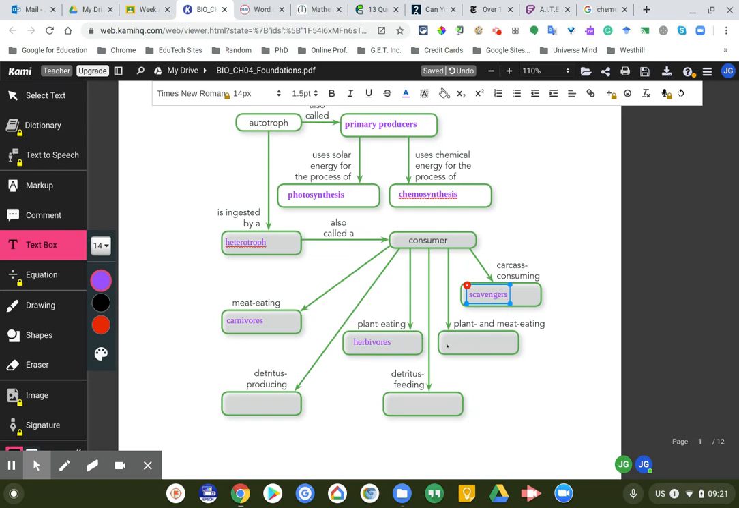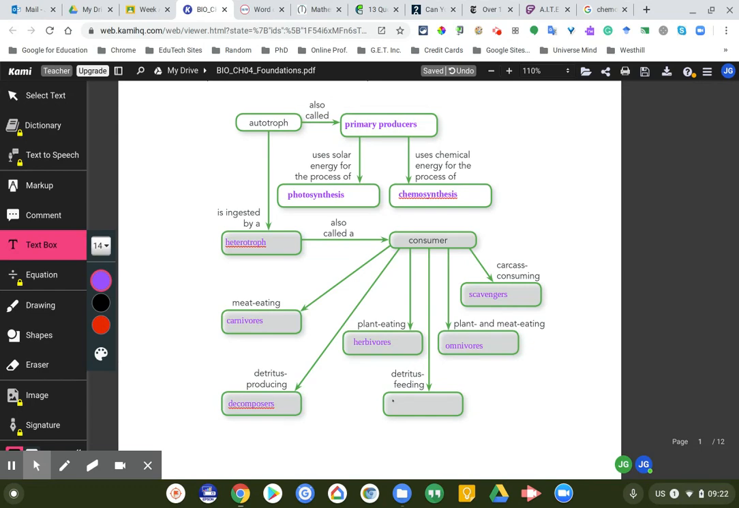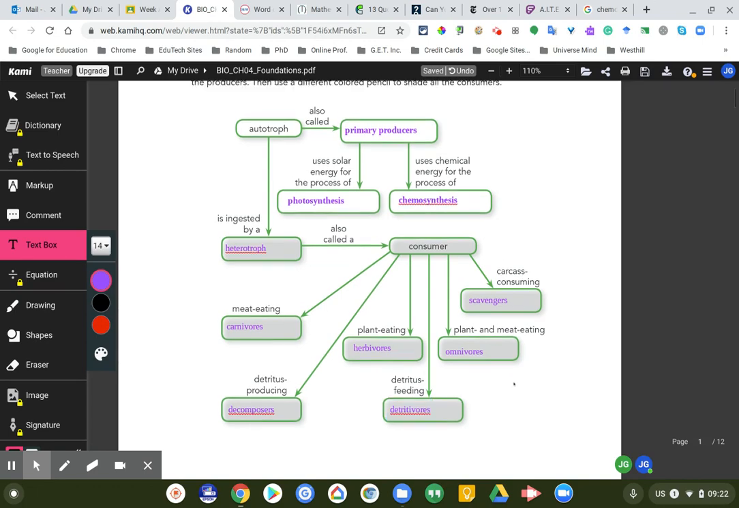The plant and meat eating ones are called omnivores. The detritus producing ones are called decomposers. And the detritus feeding ones are called detritivores. There we go. Now we have this whole chart filled out.